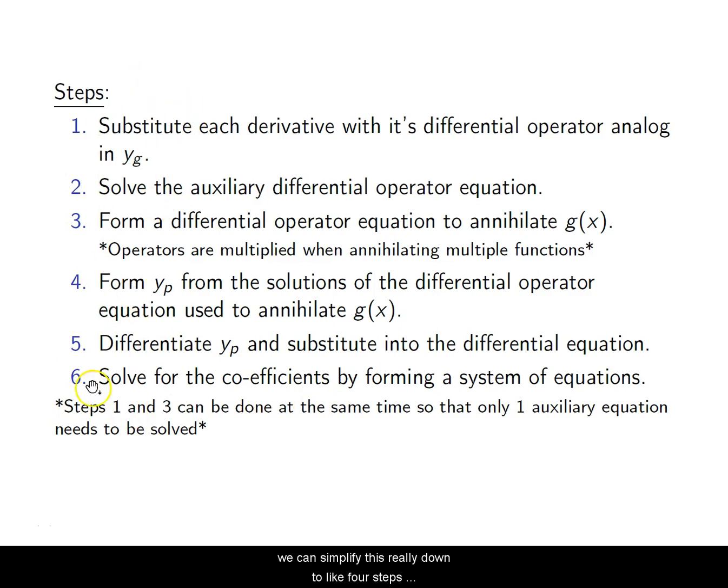A thing of note, this is mostly what I'm going to do here: we can simplify this down to about 4 steps, because steps 1 and 3 can be done at the same time, so that we annihilate the entire equation at once instead of annihilating the homogeneous part and solving it, and then the non-homogeneous part and solving it. We can just annihilate the entire equation and find all of my roots at once. That'll generally be a little bit easier. The only thing is we have to keep track of which roots go with the homogeneous portion and which roots go with the non-homogeneous portion, and that's not easy. Or, I'm sorry, that is easy. You just have to stay organized. As long as you're not mixing things up, you should be fine.